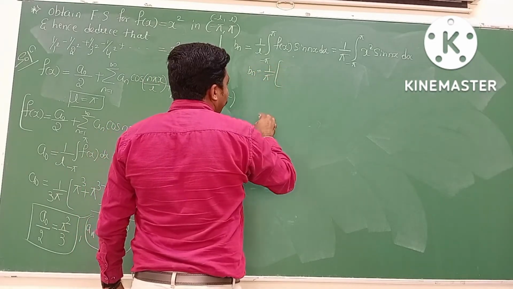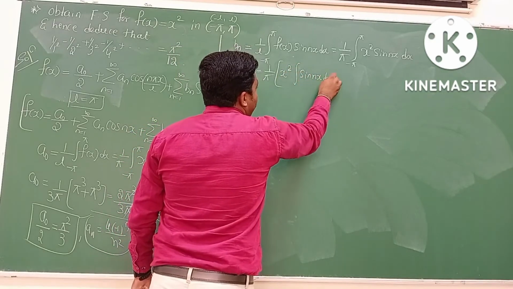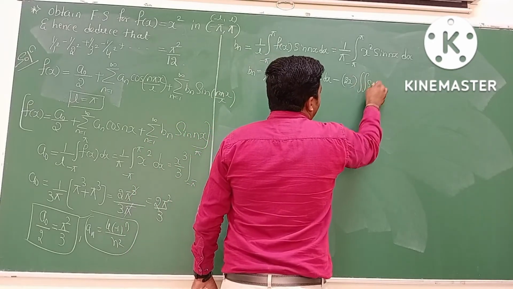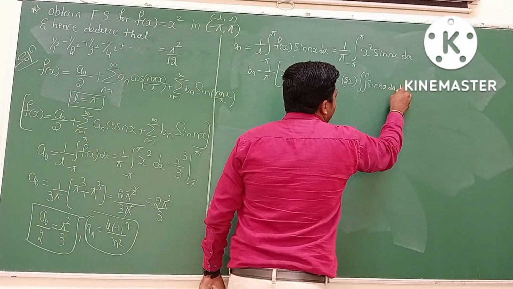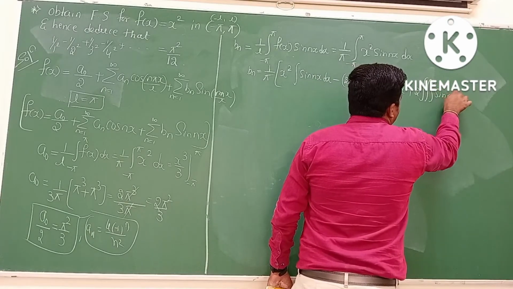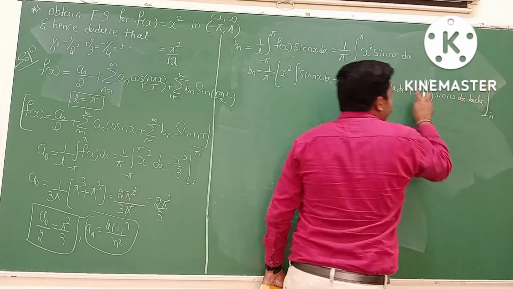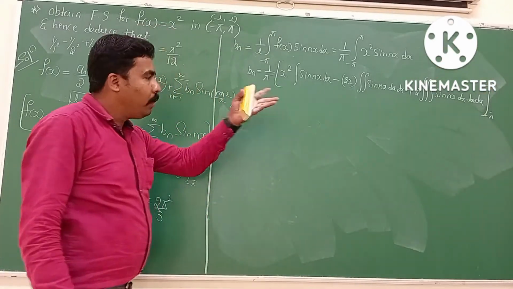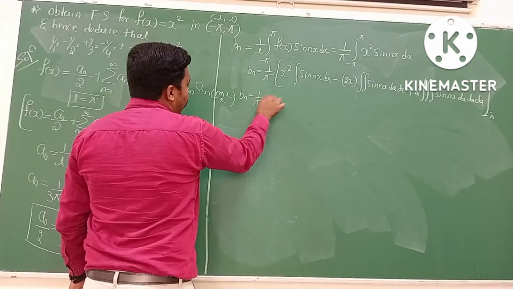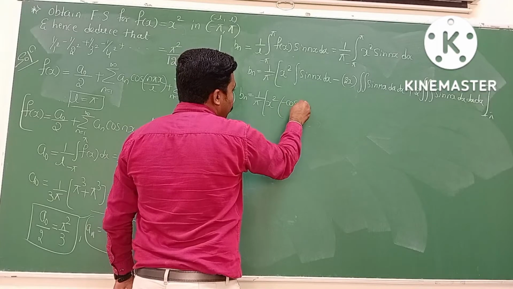1 by pi, x square as it is, integral of sin nx dx, minus x square's differentiation, what is it? 2x into the double integral of sin nx dx, plus 2x's differentiation into the triple integral of sin nx dx. Stop here. Why? Because 2's differentiation is 0, so you need not write that. Now Bn equals 1 by pi, x square, the integral of sin is minus cos nx divided by n.